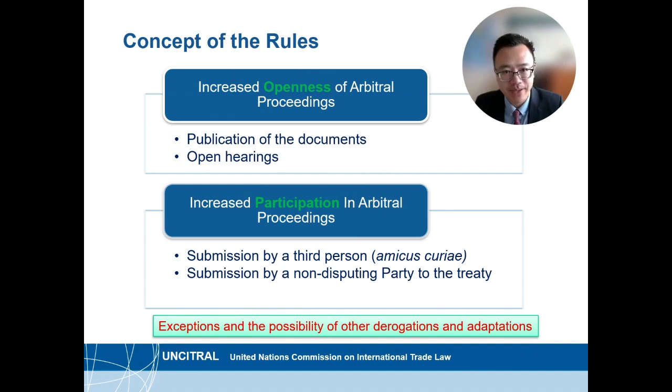The concept of the rules is based on two principles: increased openness to the arbitral proceedings and increased participation in the arbitral proceedings. Together, they lead to increased transparency. Increasing the openness of arbitral proceedings is achieved by publishing information at the commencement of arbitration proceedings, by publishing documents during the proceedings, and by holding generally open hearings. Increased participation in arbitral proceedings is achieved by expanding the scope of persons who may submit written submissions to the arbitral tribunal. The rules provide sufficient flexibility on a case-by-case basis, depending on the circumstances of the case, for both the arbitral tribunal and the disputing parties to avoid delays, increased costs, or undue burden on the arbitral proceedings.